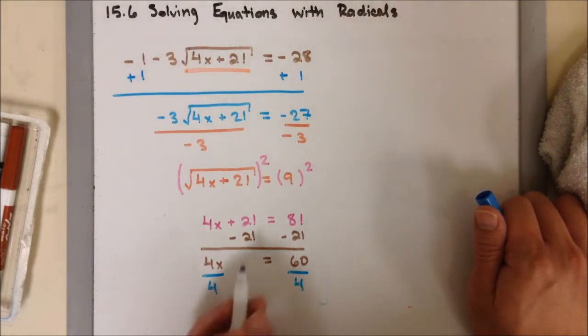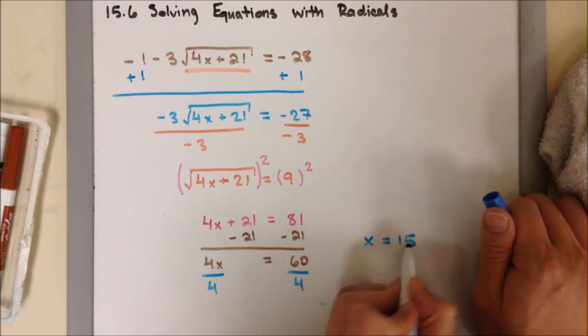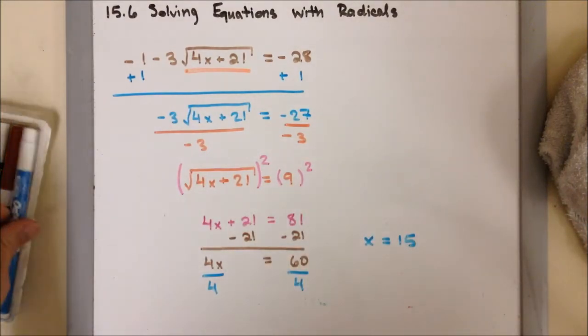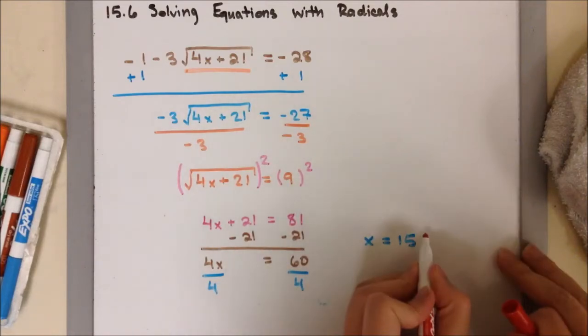So 60 divided by 4, that means it's going to be x equal to 15. And that will be my final answer. And let me box that up.